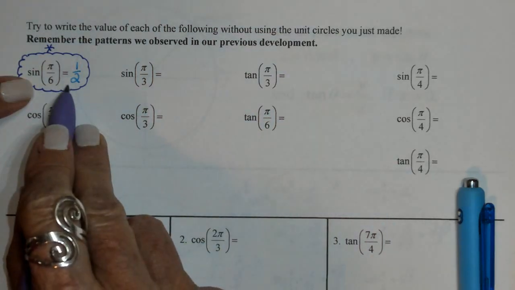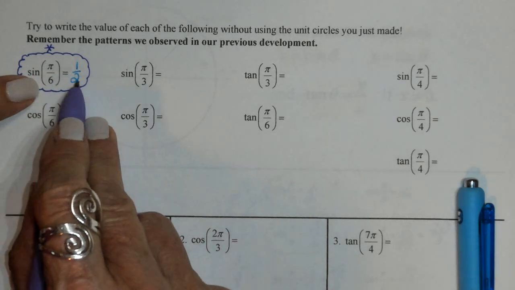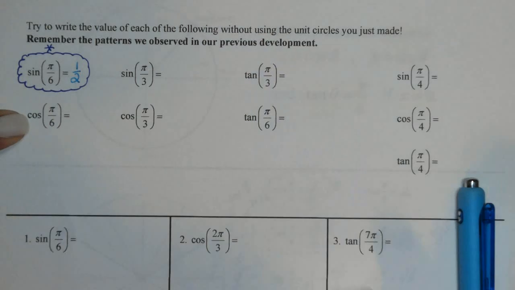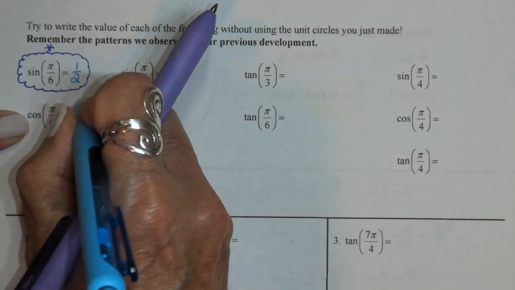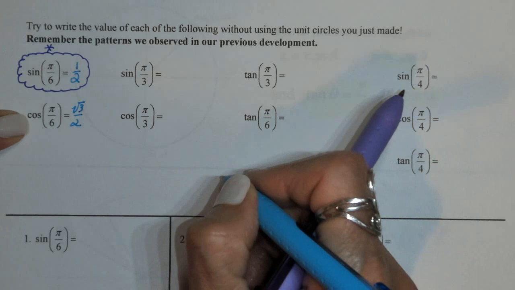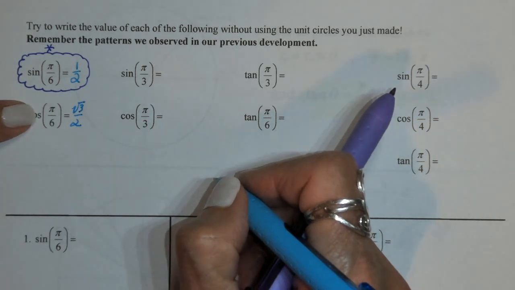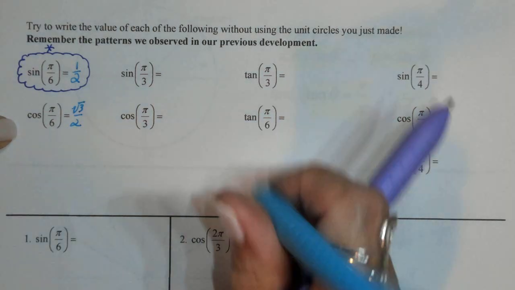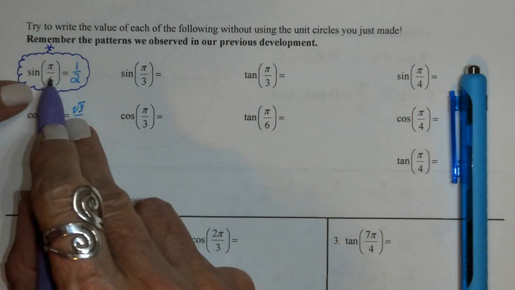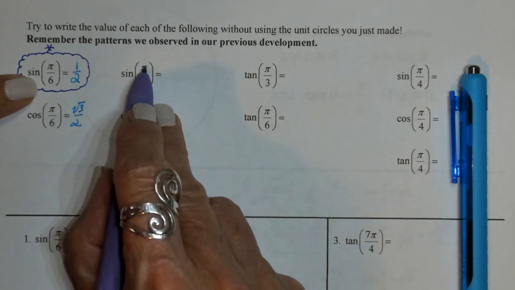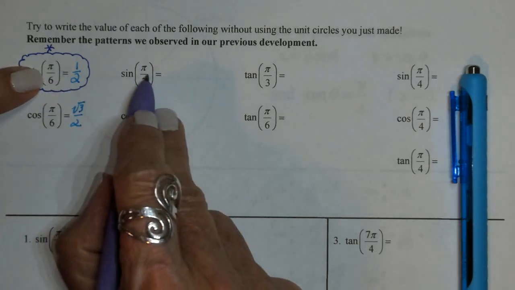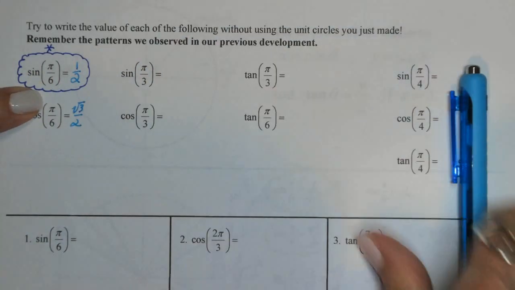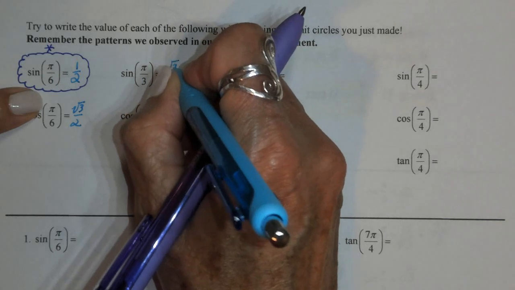If you know sine of pi over 6 is a half, then cosine of pi over 6 is not a half, it's the other one. It is the square root of 3 over 2. It's the other side of that, the complement of that. And if I know sine of pi over 6 is a half, then sine of pi over 3 is the complement of pi over 6, so it's not going to be a half, it's going to be the other one. It's going to be the square root of 3 over 2.